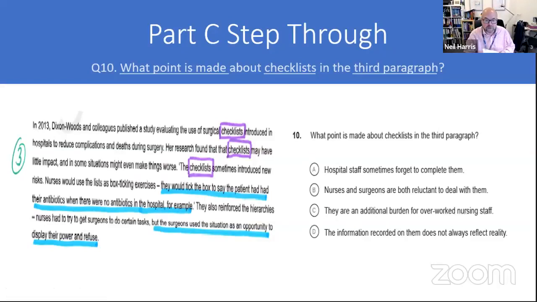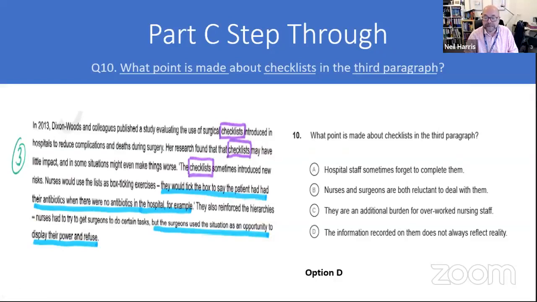A couple of you also suggested B. Nurses and surgeons are reluctant to deal with them. Well, no, the nurses are ticking them, but they're just ticking them incorrectly. The surgeons are not reluctant to deal with them. They're using the checklists to show their power by saying to a nurse, no, I'm not going to do this for you. So it's not that they're reluctant to use them, it's that they complete them incorrectly. So D is the correct answer here.